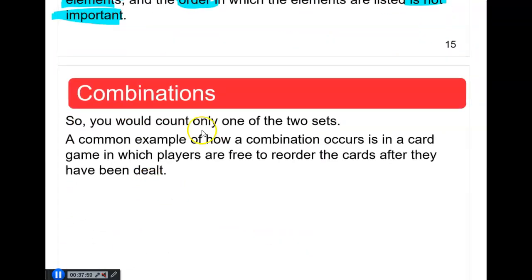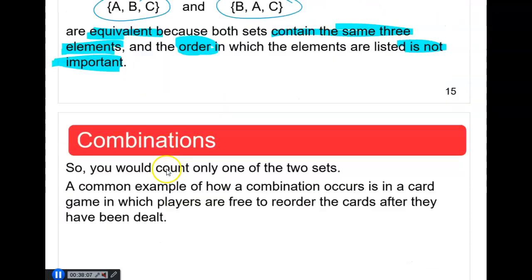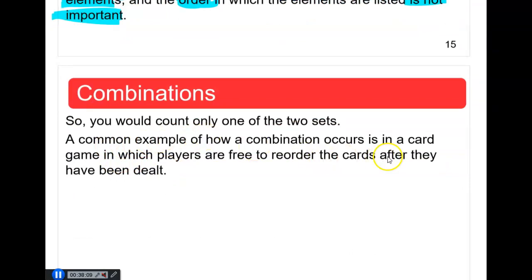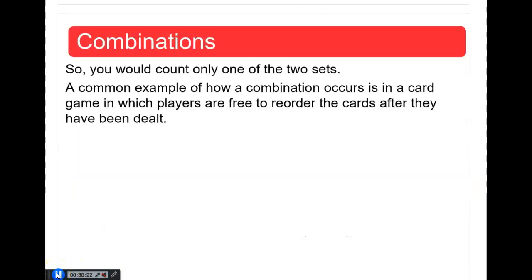So you will only count one of the two sets instead of saying that here we have two different. We just have one. A common example of how a combination occurs is in a card game in which players are free to reorder their cards after they have been dealt. For example, in poker, depending on what kind you play, you could be dealt 2 cards or 5 cards, but eventually you have 5 cards at the end.